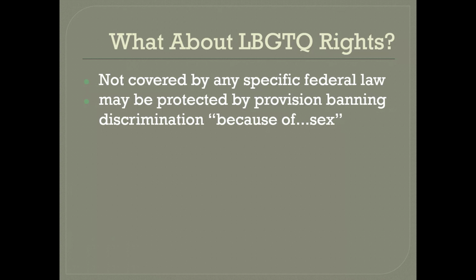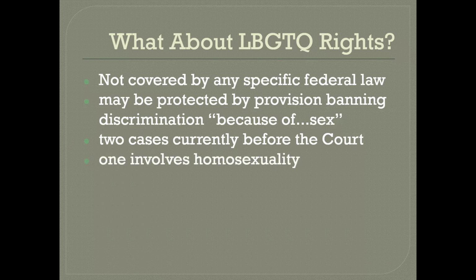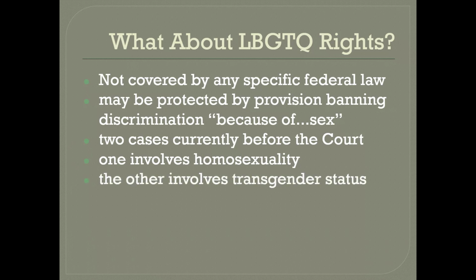There's been conflict, though, among the lower courts, and this is a question that we will soon know the answer to, because right now, as I speak, there are currently 2 cases before the United States Supreme Court that they will decide before the end of their term in June. So sometime within the next 3 months, they're going to hand down decisions in these 2 cases. One involves the question of whether the Civil Rights Act prohibition of discrimination because of sex includes discrimination based on sexual orientation, and the other asks the question of whether it bans discrimination based on transgender status.